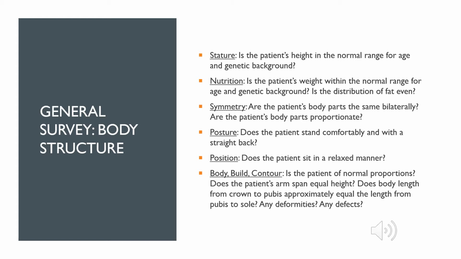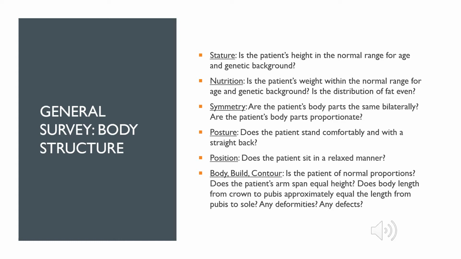When you're looking at symmetry, you're really looking at both sides of the body, which is called bilateral. So you're looking at body parts, and you're trying to identify if the body parts are symmetrical or the same bilaterally, or are the body parts in proportion. When you're looking at posture, you want to ask yourself, does the patient stand erect or comfortably with a straight back? And when you're looking at their position, if they're sitting, are they sitting in a relaxed manner? If they're standing, what does the position in their body look like? And lastly, body build and contour.